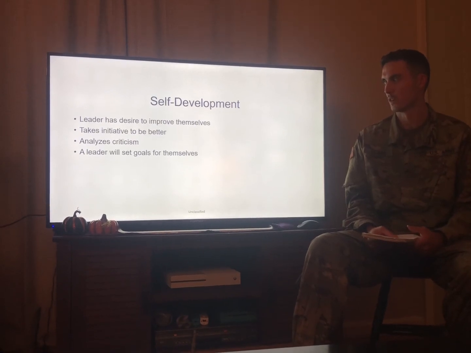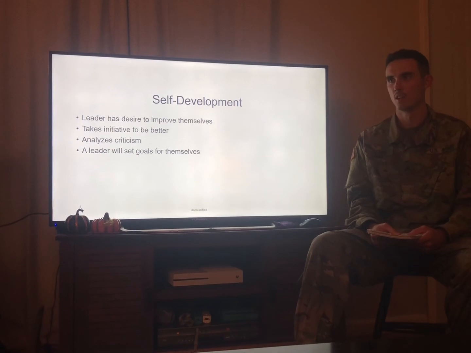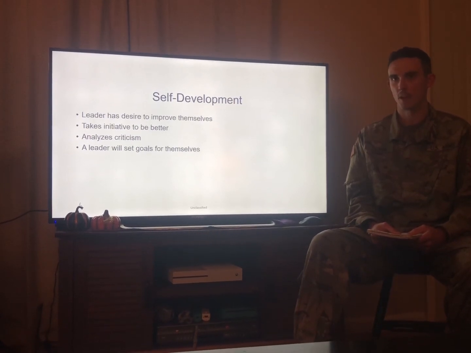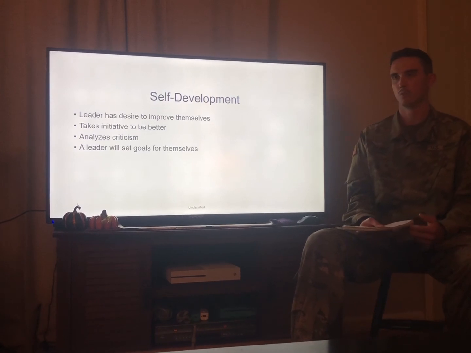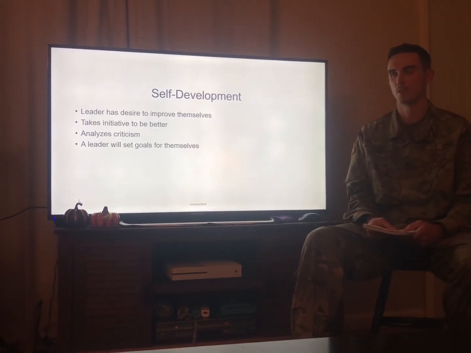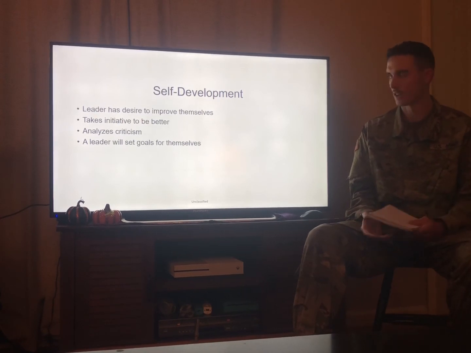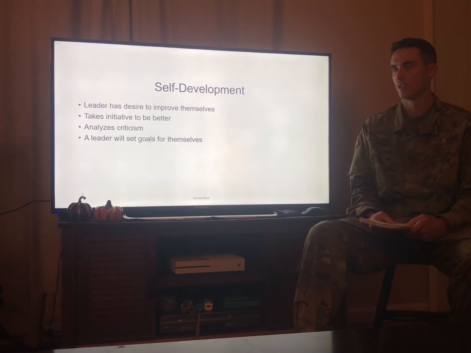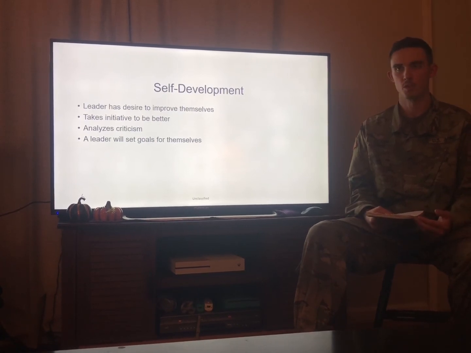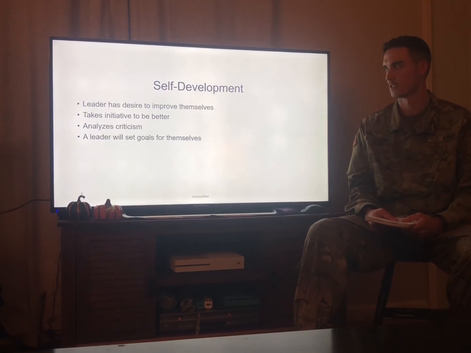They also have to analyze criticism. They have to take feedback, whether good or bad, and figure out a way to use that to move themselves forward. They're constantly making goals through self-development. When they reach one goal, they push farther and they set themselves up for success.